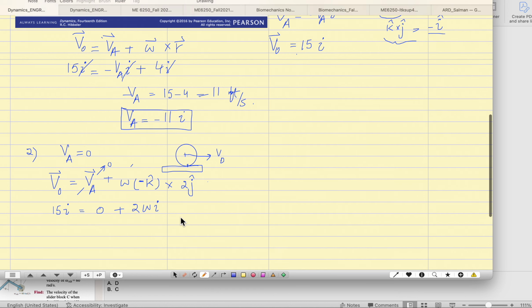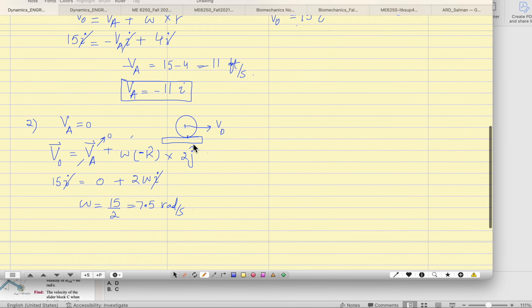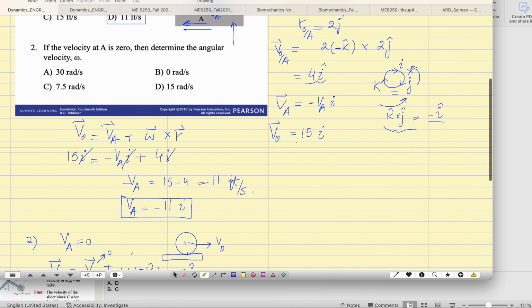Do you agree with your professor? Then we just eliminate I, because there is no J component. Omega is just a cross multiplication, 15 over 2, which is 7.5 radians per second. So this is the correct answer.